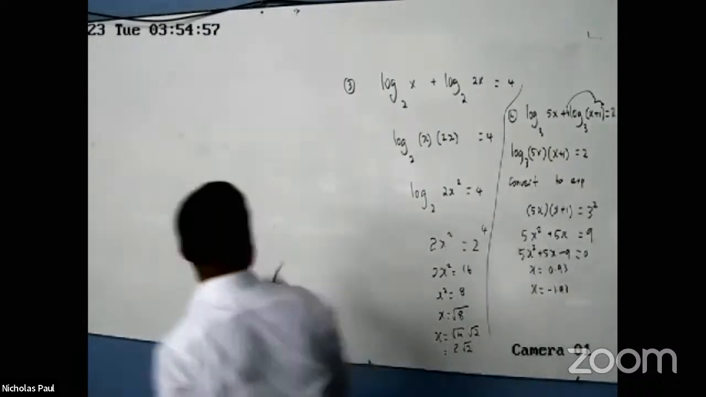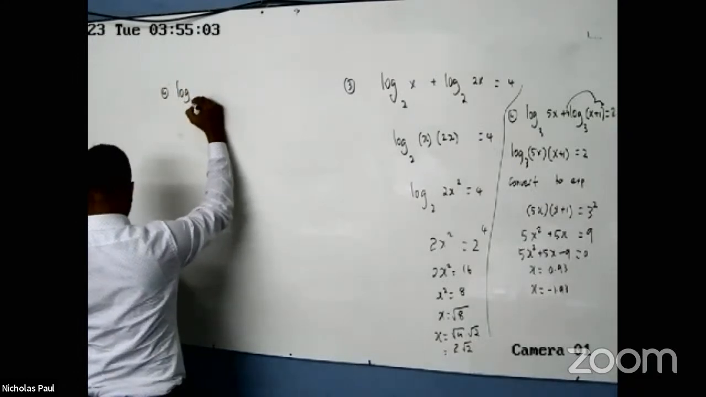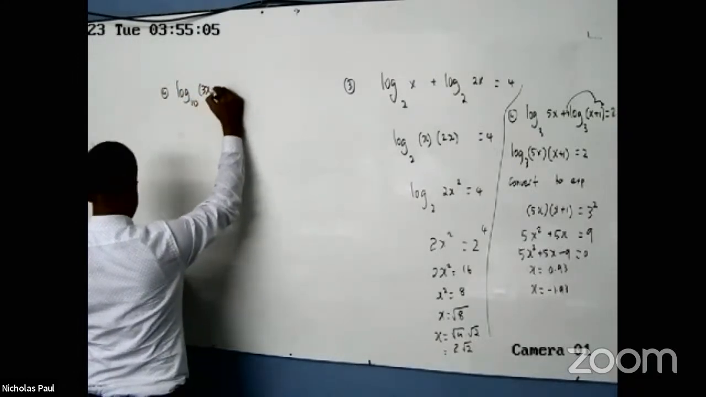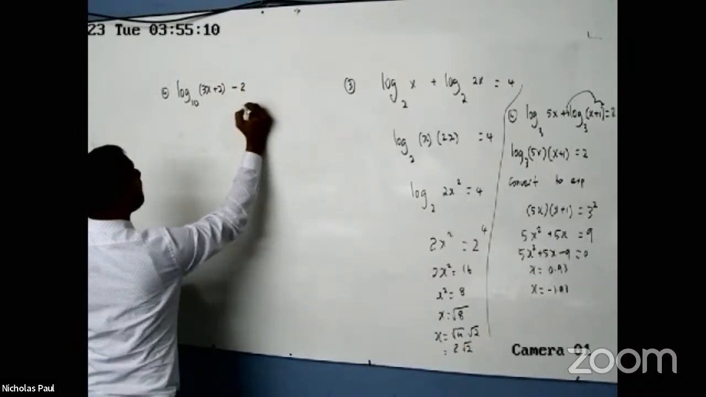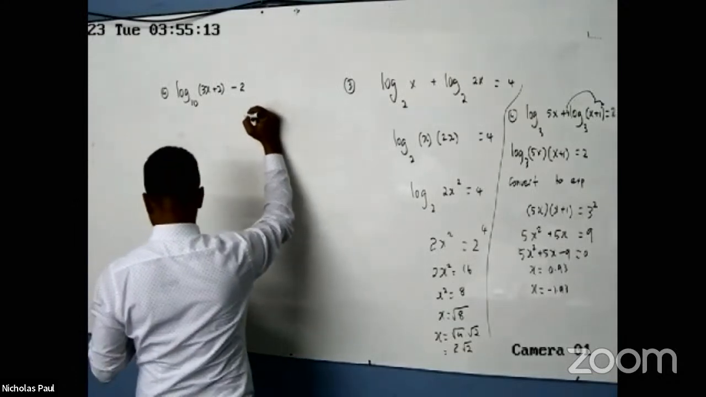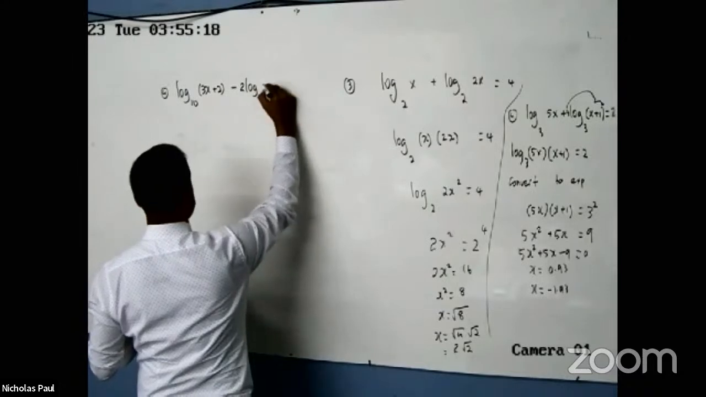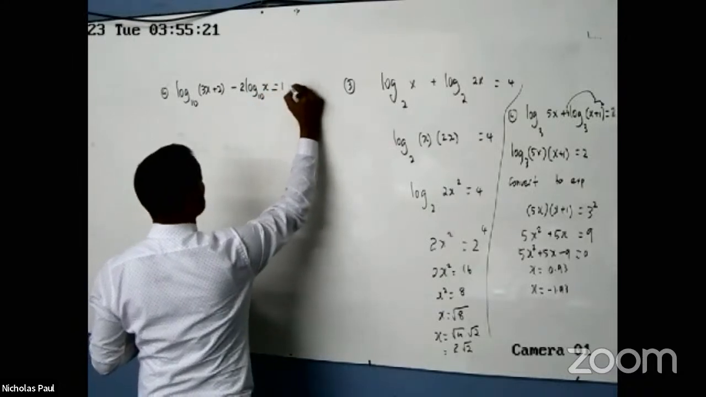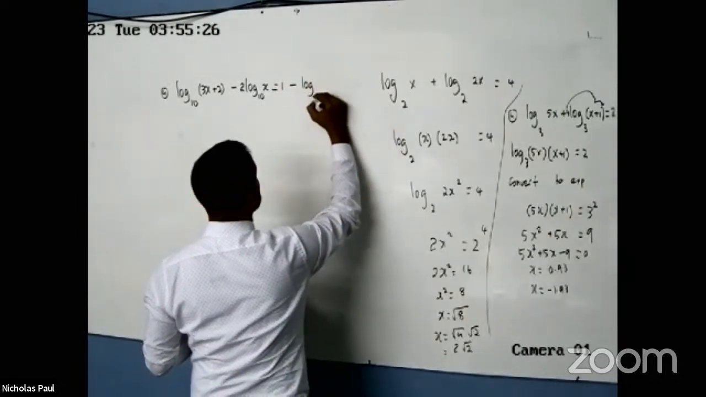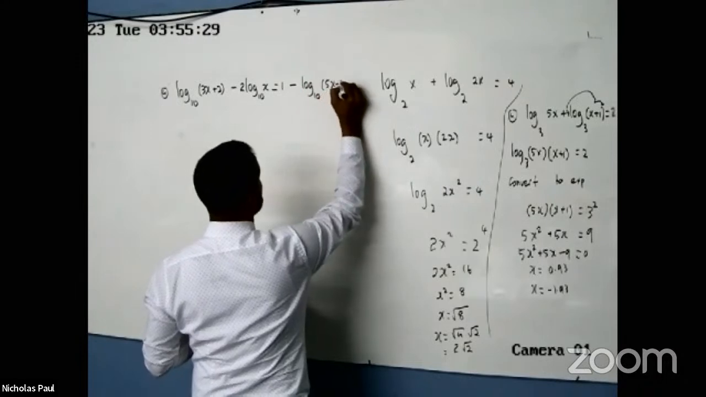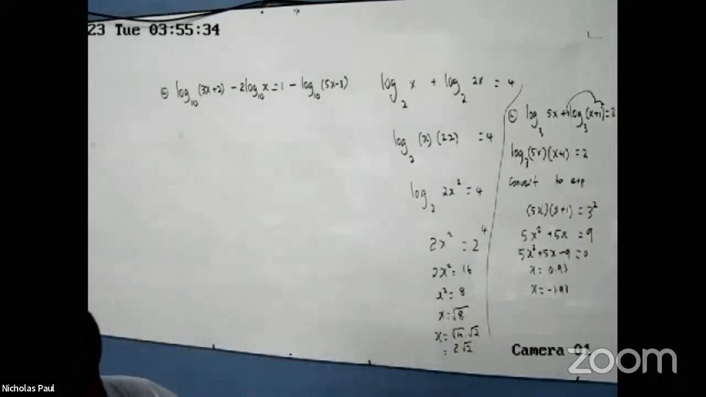Let's try this here. Number 4. Log to the base 10 of 3x. I'm changing it now from a plus to a minus, right? 2 log to the base 10 of x is equal to 1 minus log to the base 10 of 5x minus 3. A little bit longer than the last one, but the same principle, right?